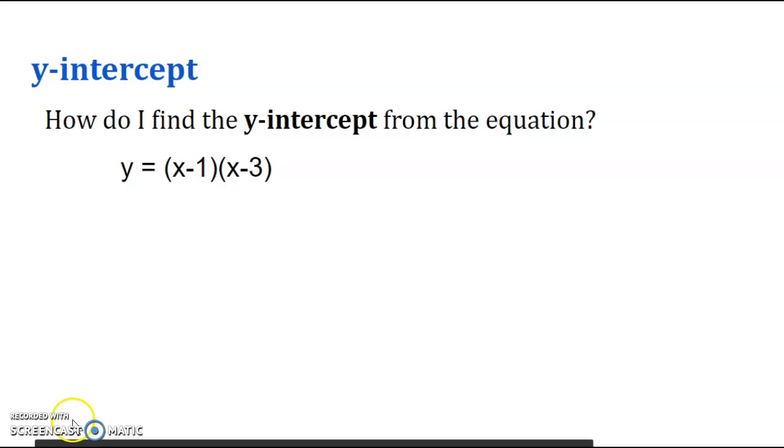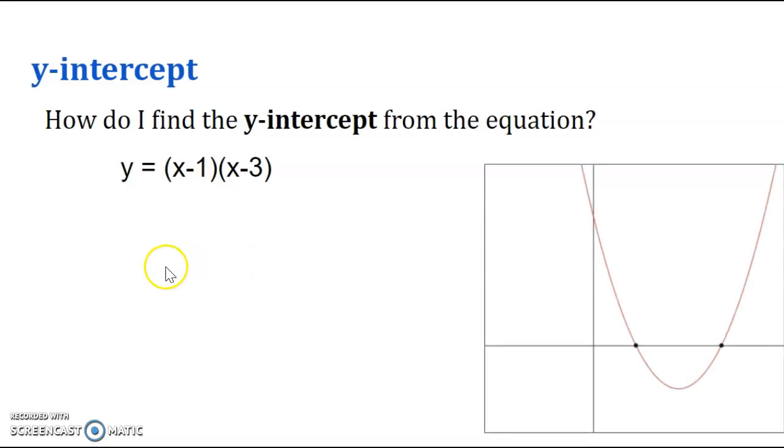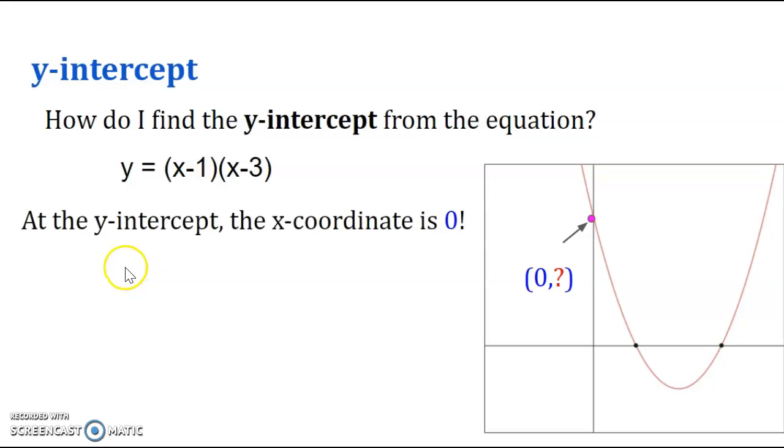We figured out how to quickly find the y-intercept when it is in standard form from last lesson by looking at the constant. Okay, how about if it is in factored form? What do we do to find the y-intercept? Well, what do we know about the y-intercept? The x-coordinate is always going to be 0, regardless of what the point is. So we're going to use that fact.